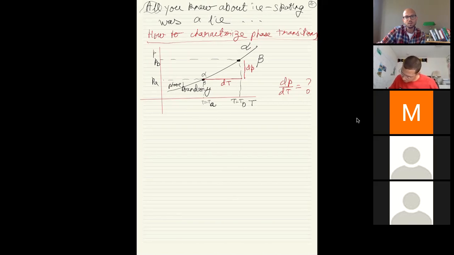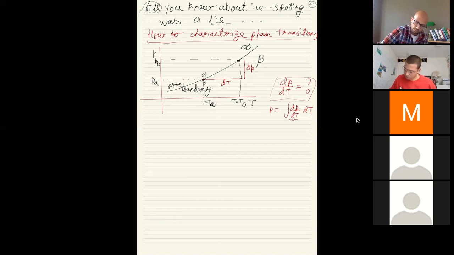If I know the slope as a function of pressure and temperature, I can integrate P is equal to integral dP by dT and get my pressure at any other temperature, right? If I knew the slope. So it could be quite useful. So how do we do this?